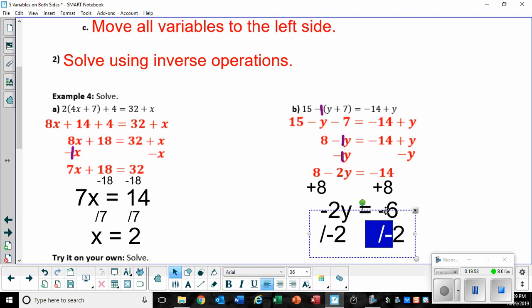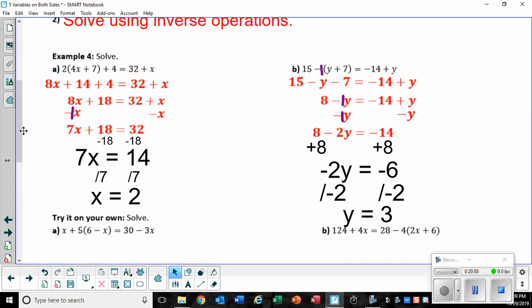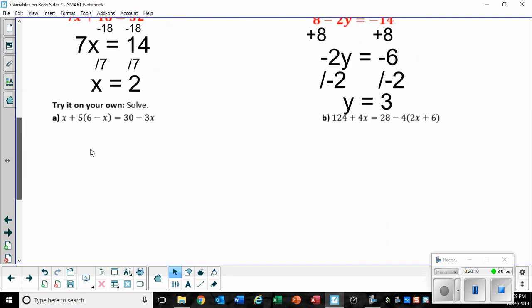So now I just go ahead and divide. These guys will cancel out. So I get y equals positive 3. And that's it. Okay? So now you guys are going to try this on your own. Try these two. We'll go over the answers next class.